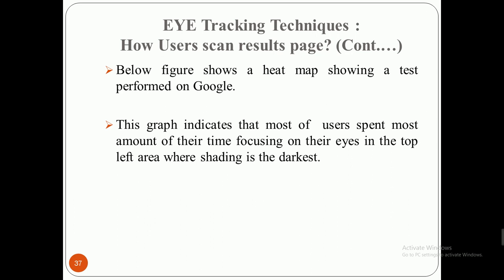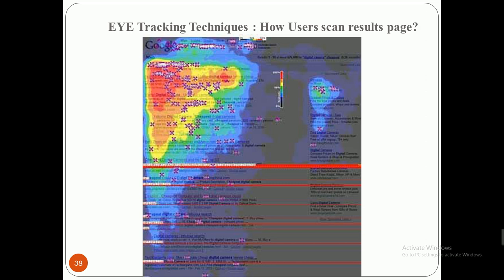Below, the figure shows a heat map of a test performed on Google. In this diagram, we can see the heat map of a search engine result page. The red color indicates the area in which the user will directly focus with their eye movements. The user will directly react to these things.